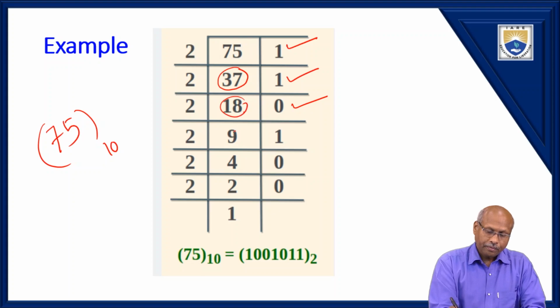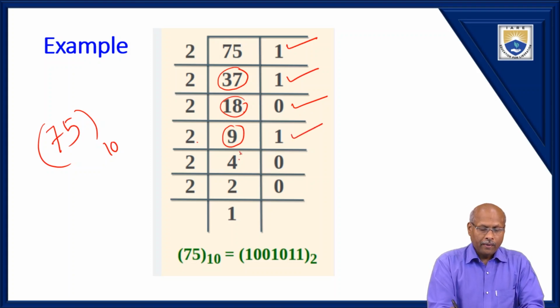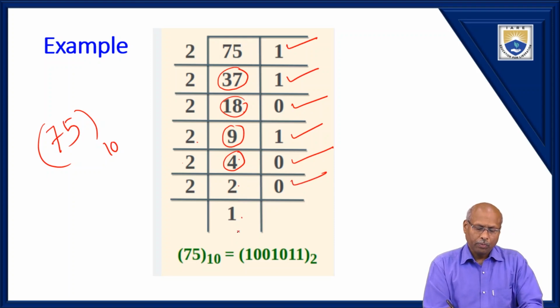Again divide that 9 by 2, the remainder is 1, and you will get 4. This 4 again divide by 2, the remainder is 0. Now again divide this 2 by 2, then the remainder is 0, then 1. When 1 comes, you can stop, because below 2 means you cannot divide. So that is the final one.